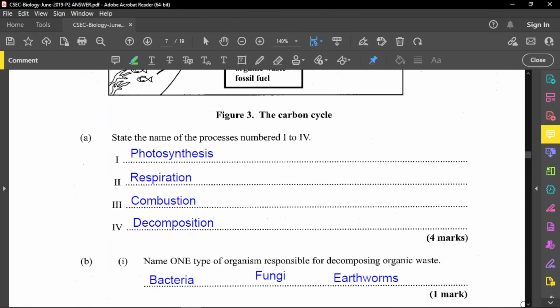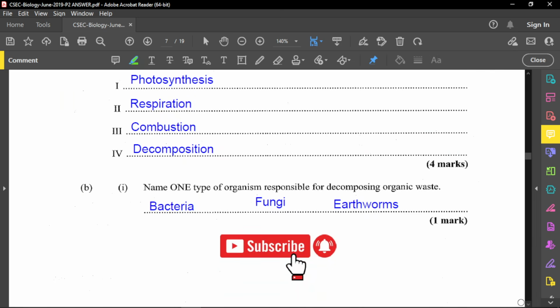And that's for 4 marks. And then for part B, name one type of organism responsible for decomposing organic waste. And we have these 3 possibilities here: bacteria, fungi, and earthworm. All right.